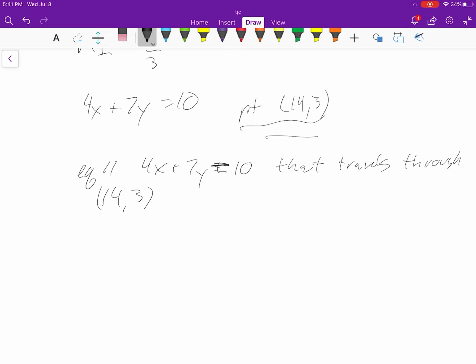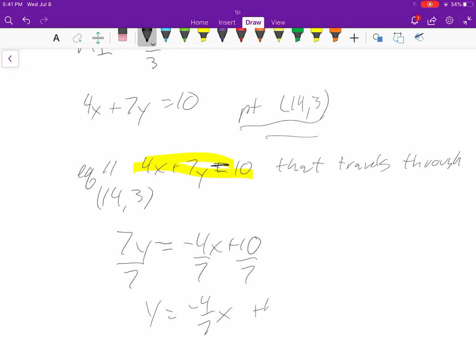We will first need to identify the slope. In order to identify the slope, you need to solve this equation here for y. We'll do that. So 7y equals -4x plus 10. Then divide both sides by 7. You get y equals -4/7 x plus 10/7. And all we're really interested in, once we've solved that, is the slope, which is this right here, -4/7.